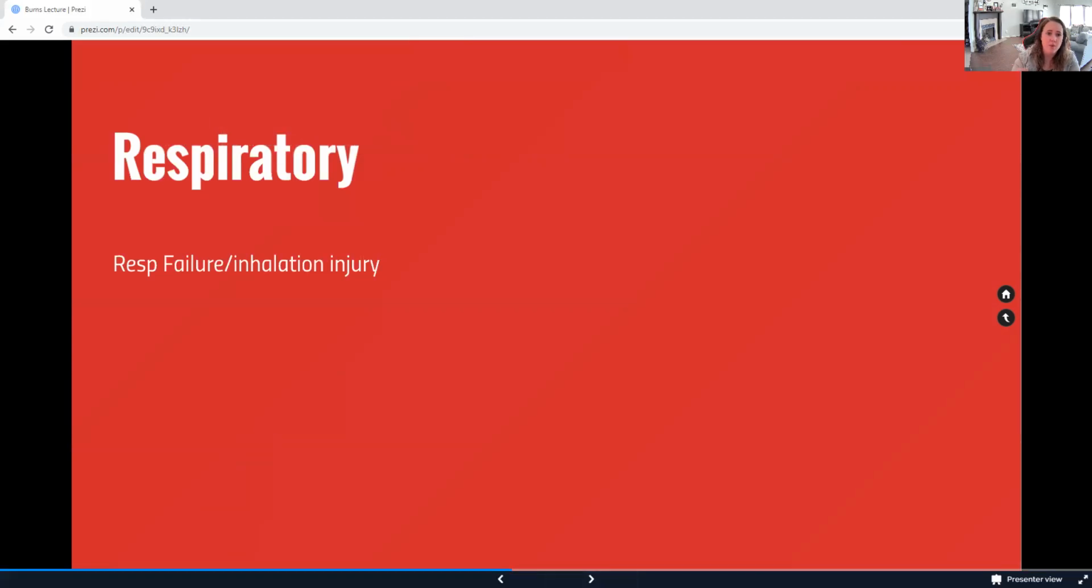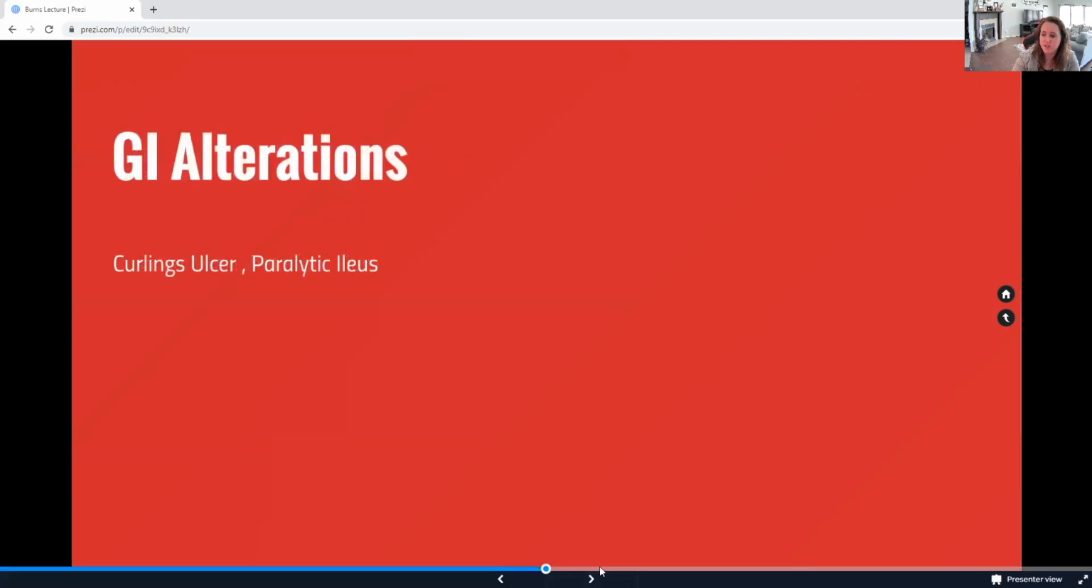Again, with our respiratory, we have that inhalation injury, so we want to assess for dyspnea, stridor, changes in respiratory patterns. We want to monitor pulse oximetry and our ABG values. Signs of hypoxia: restlessness, confusion, difficulty attending to questions, or a decreased level of consciousness. So your respiratory assessment is important.